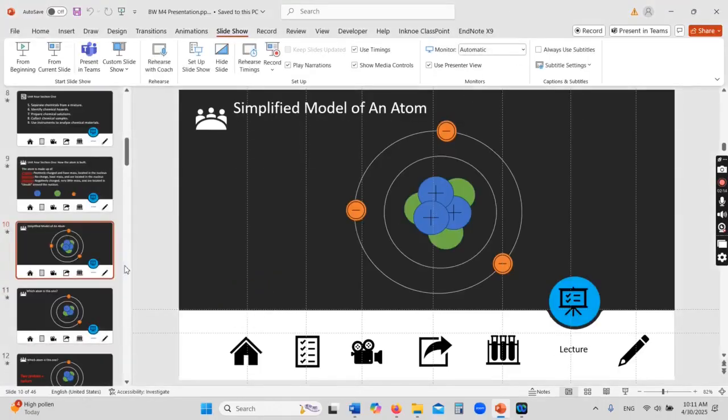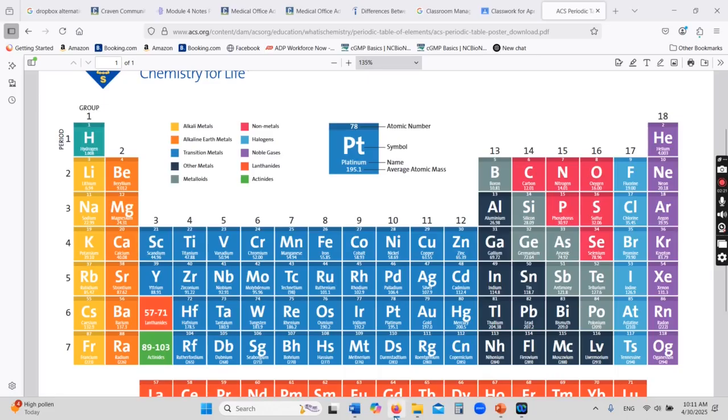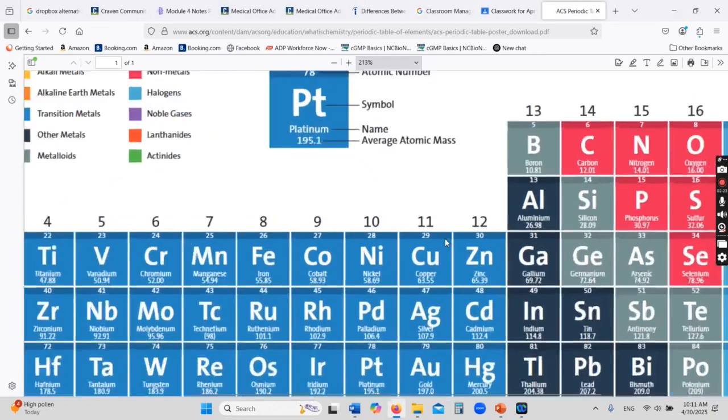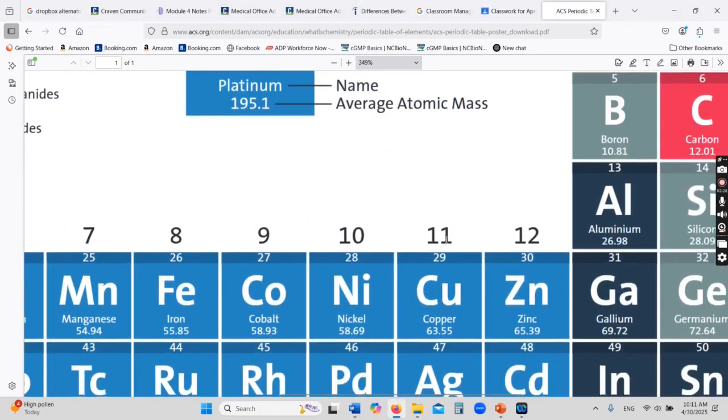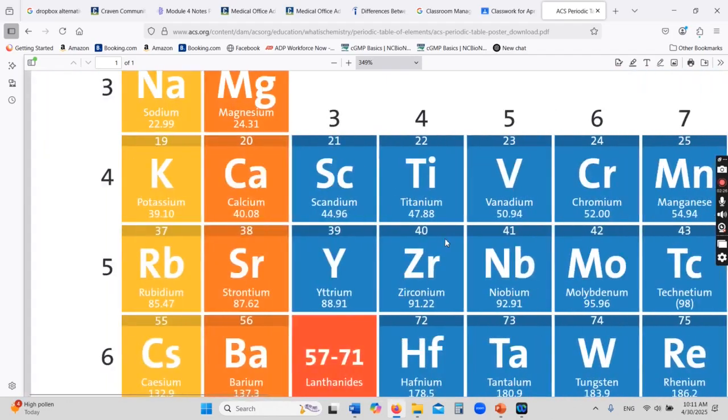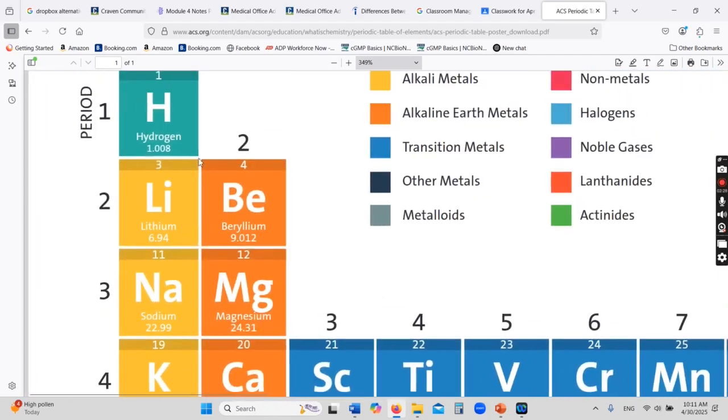When we look at the periodic table, the number of protons will tell us what the atom is, and the number of protons is the same as the atomic number. What do I mean by that? Okay, if we have 3 protons, we're looking at lithium right here. The smaller number is your atomic number, the larger number is your mass number.